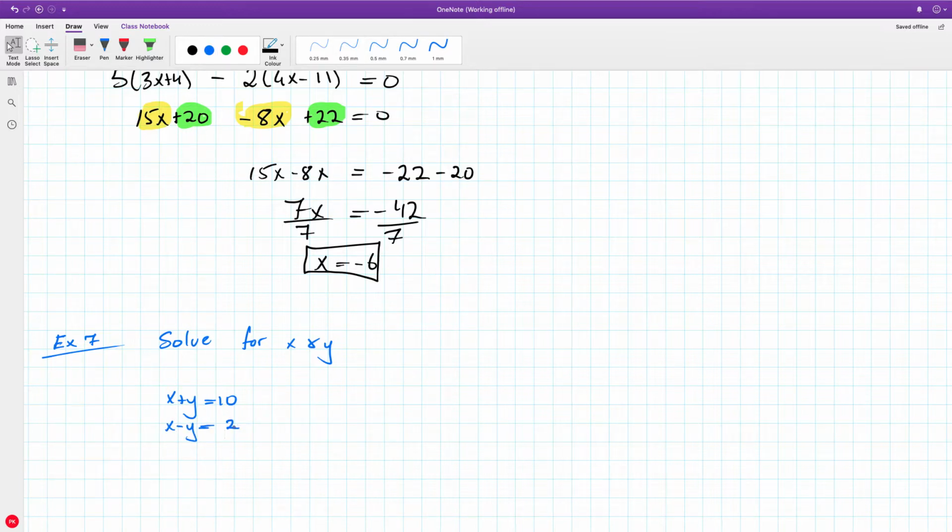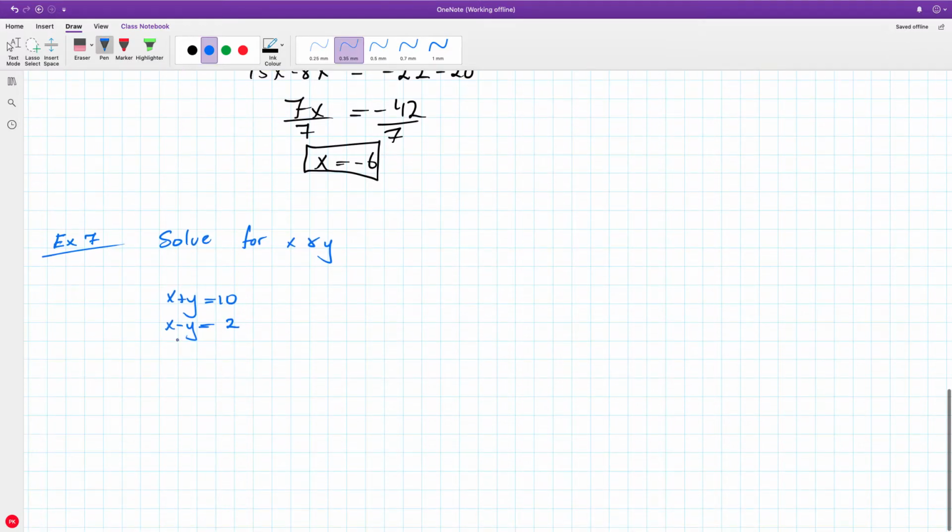Right. Julianne, what you get? 6 and 4. Let's have a look at it. So, first things first, can we solve this straight away? Yeah. Plus y minus y is going to cancel. What is 1x and 1x added together? What's 10 and 2 added together? Divide across by 2. X is going to be equal to 6.